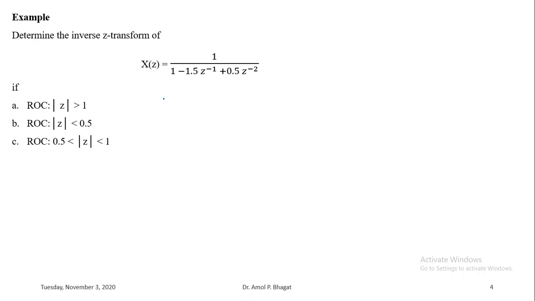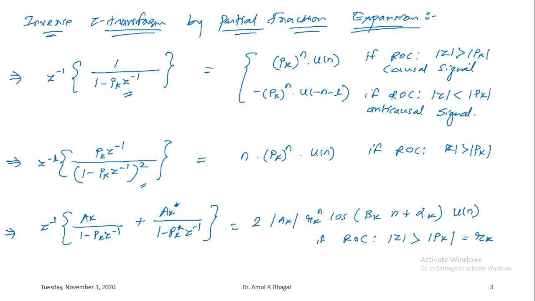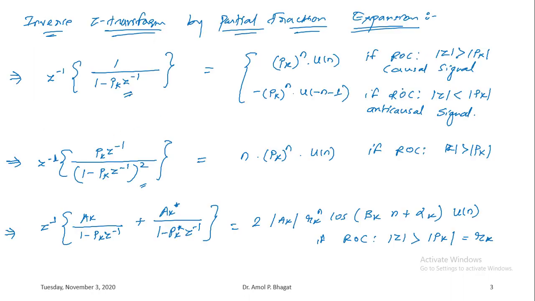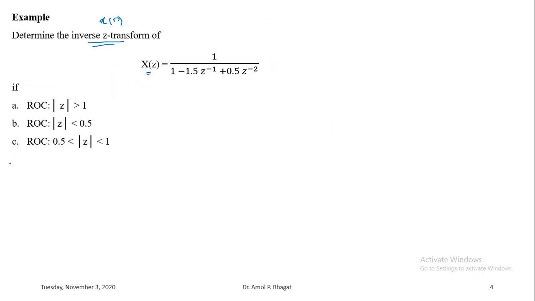So here is the example. As you can see, we have to again determine the inverse Z transform. That means you have to determine x of n from capital X of z. So X of z is given as the rational function 1 upon 1 minus 1.5 z inverse plus 0.5 z to the power minus 2. There are three conditions of ROC. In the first condition, ROC mod z greater than 1. Second, ROC mod z less than 0.5. And in the third condition, ROC mod z is greater than 0.5 but less than 1. So these conditions can be utilized if we are getting X of z in this form after applying the partial fraction expansion. So let's try to solve this example.